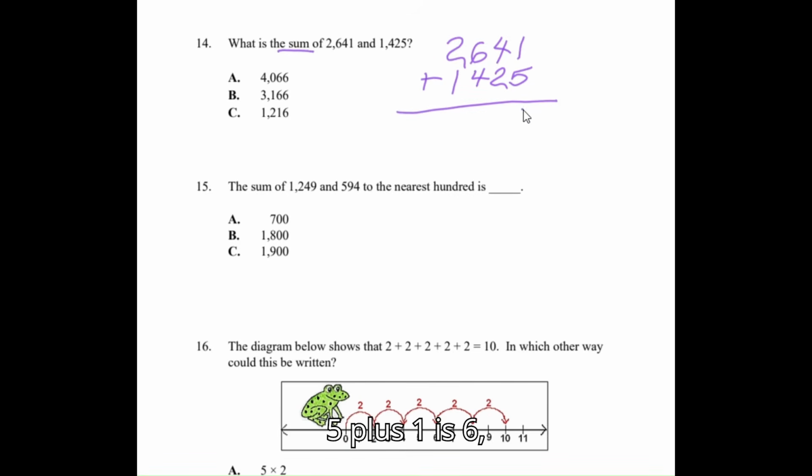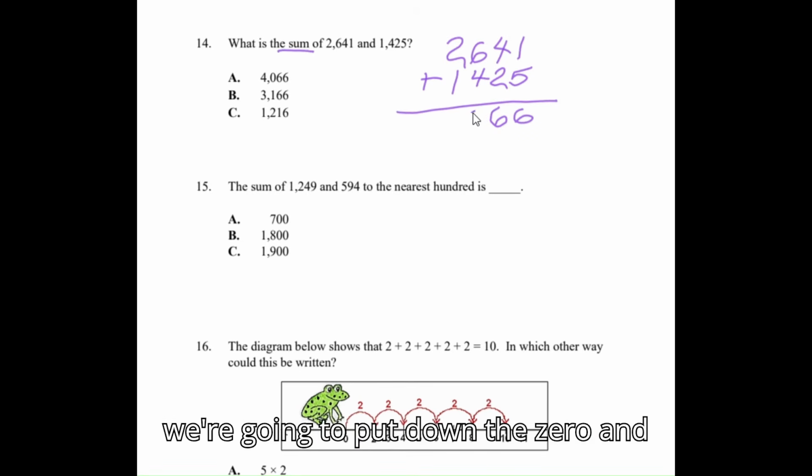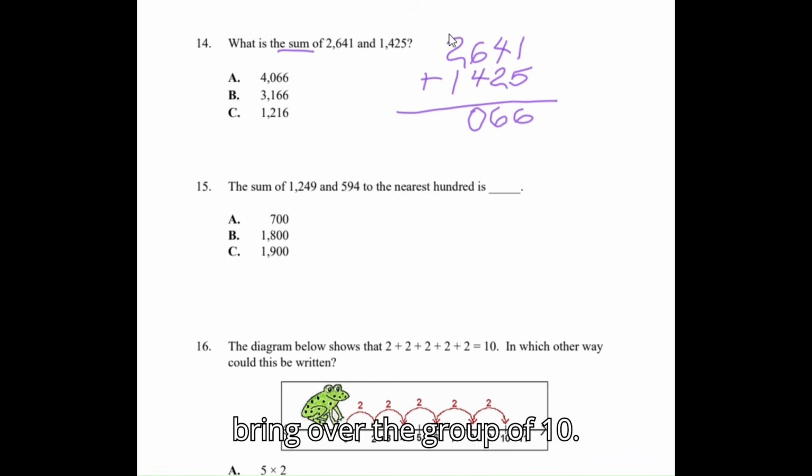5 plus 1 is 6. 2 plus 4 is 6. 4 plus 6 is 10. So we're going to put down the 0 and bring over the group of 10. And 1 plus 2 is 3. Plus 1 more is 4. So our answer is 4,066.